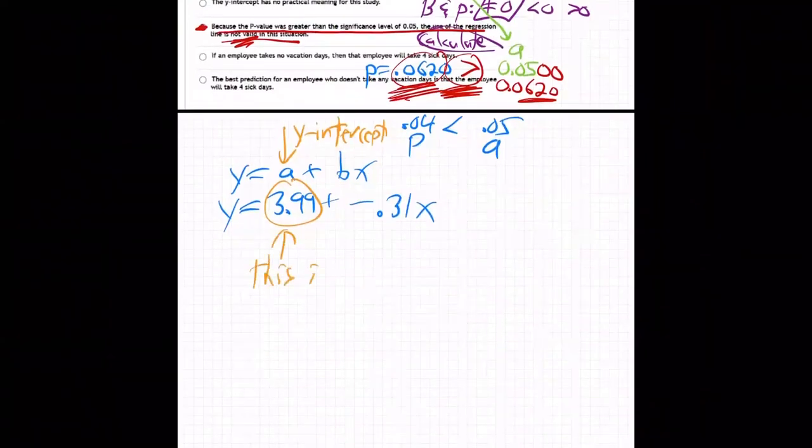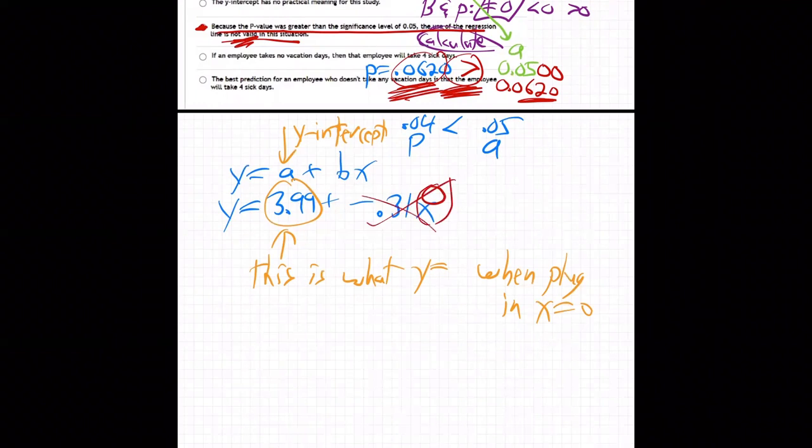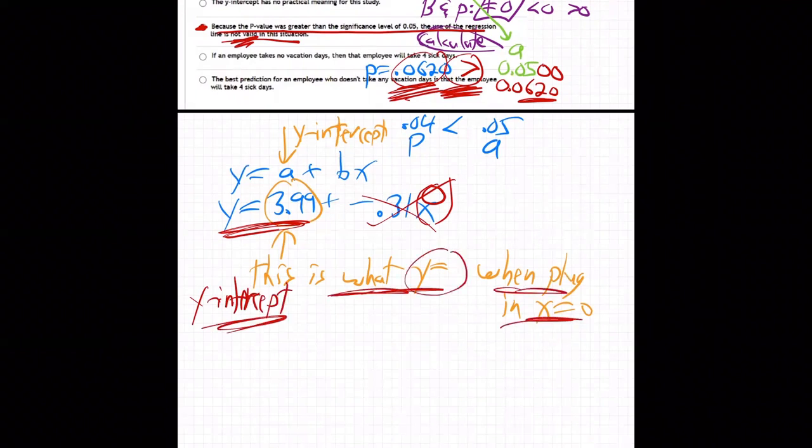This is what y equals when we plug in x equals 0. You see, if I was to plug in x equals 0 here for x, this part would drop out and y would just equal that number. That's what the y-intercept is. The y-intercept is what y equals when you plug in x equals 0, because that just makes this part drop off and y just equals that.